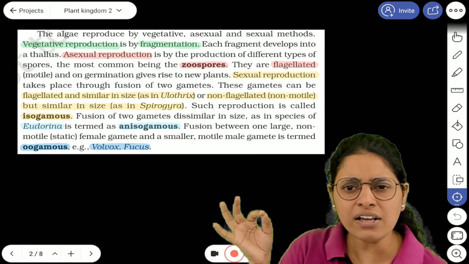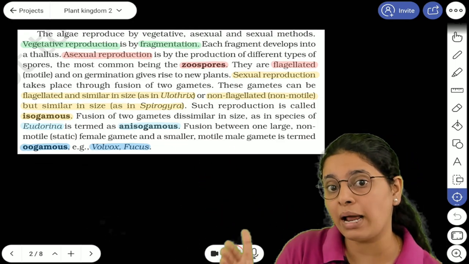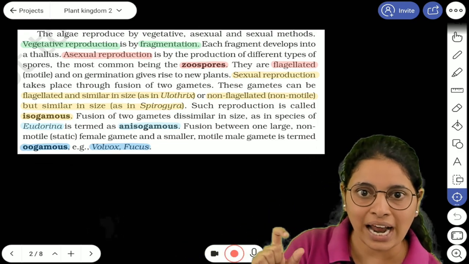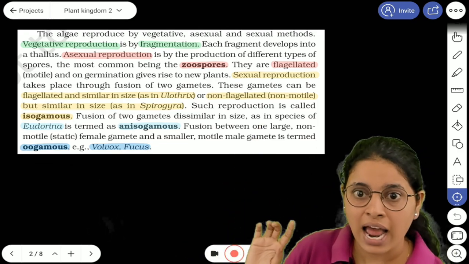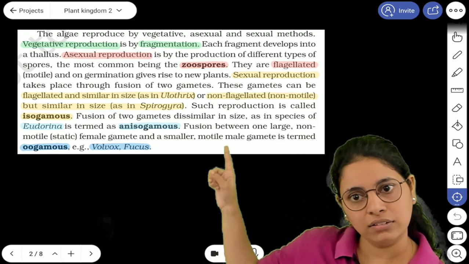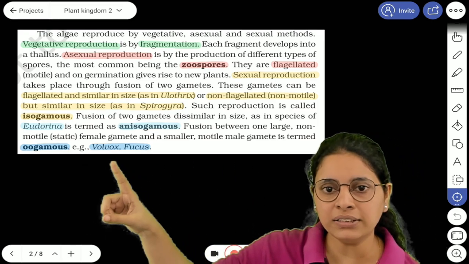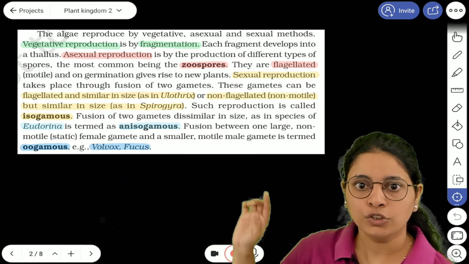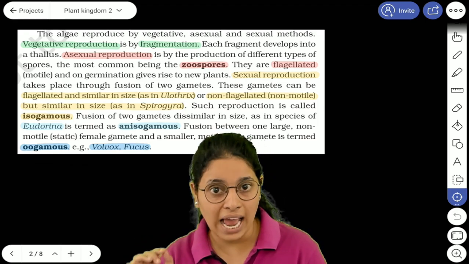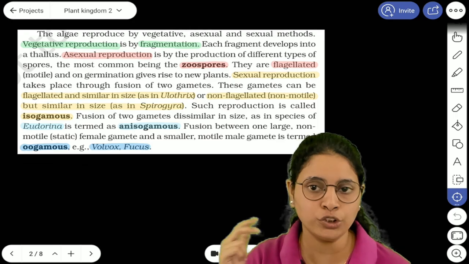You can easily remember how the gametes are by comparing them with human gametes, right? The egg cell is larger and non-motile, here it is the same, and the sperm cells are smaller and motile, here also the same. So easy to remember. What are the examples? Volvox and Fucus. So this is how reproduction occurs in algae by vegetative, asexual or sexual methods.